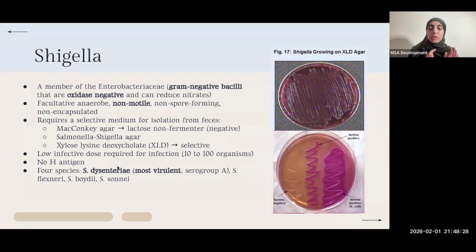And we have different species of Shigella: Shigella dysenteriae, flexneri, boydii, and sonnei, okay? The most virulent one that we should remember is Shigella dysenteriae, okay? This is the most virulent, and this specifically is serogroup A.